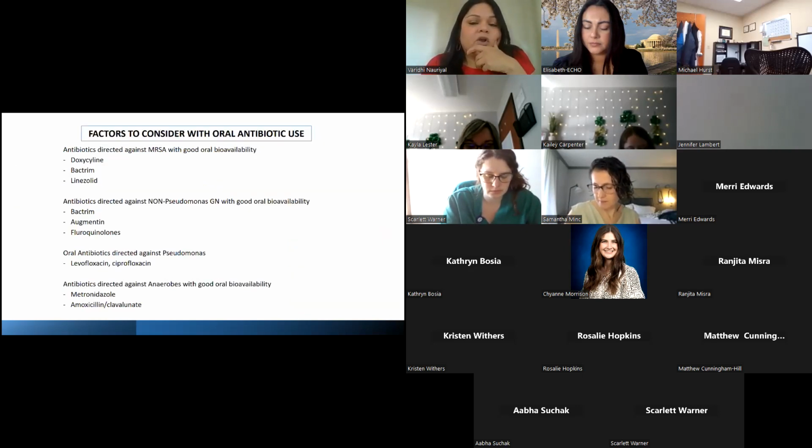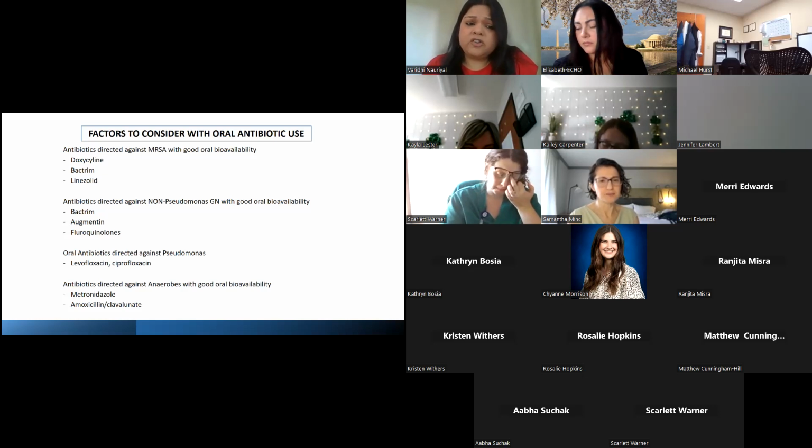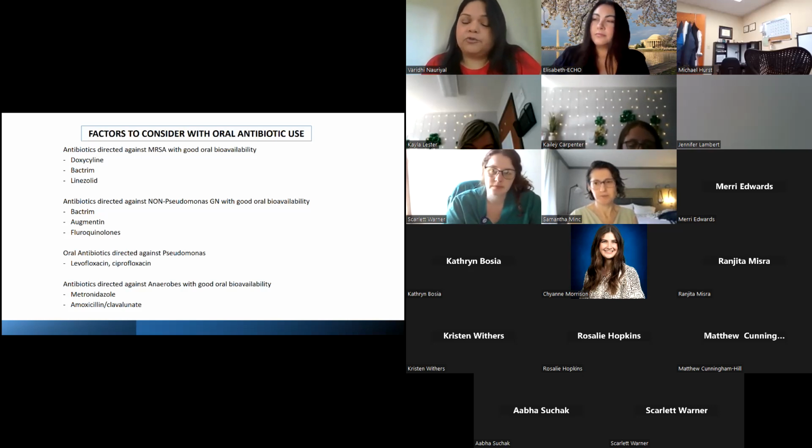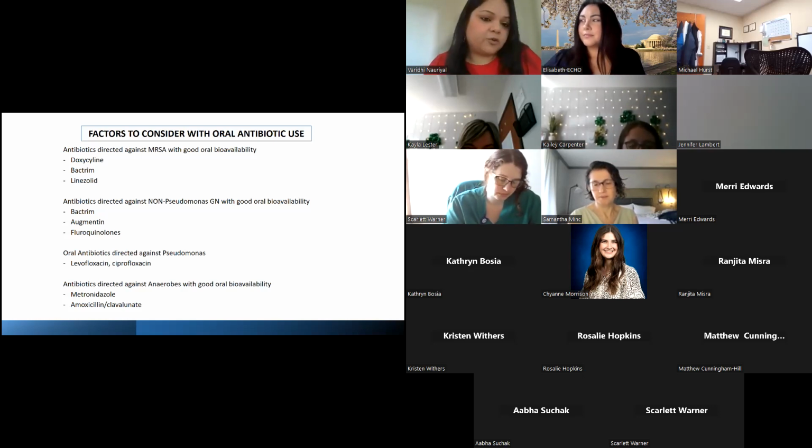When we talk about which antibiotics have good oral availability based on pathogen, in terms of MRSA, the MRSA-directed therapies typically include doxy, Bactrim, and linezolid, out of which doxy has the best safety profile. Bactrim and linezolid can be difficult for long-term use. Linezolid specifically is very difficult to use beyond 2 to 3 weeks because of extensive cytopenias and side effect profile.